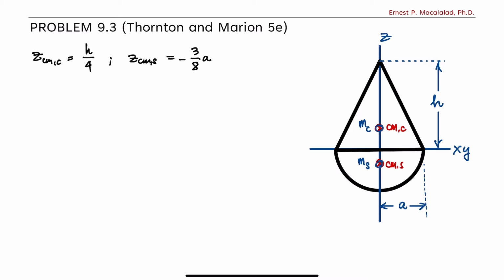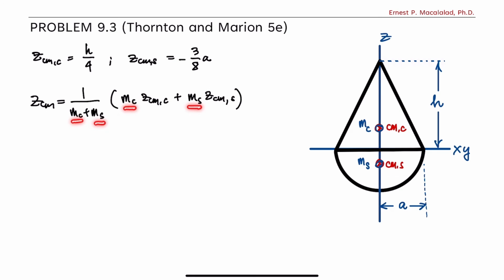So this is now reduced to a two-particle system, and for this kind of system, the center of mass can now be rewritten as Z_CM equals 1 over the sum of the masses MC plus MS times the sum of the products of the masses and their corresponding centers of mass. So we write this as follows. MC times Z_CMC plus MS times Z_CMS. So we already know the centers of mass. So all we need to know would be the masses themselves.